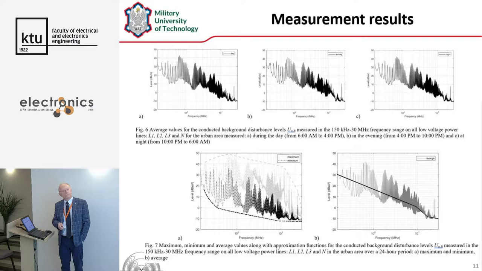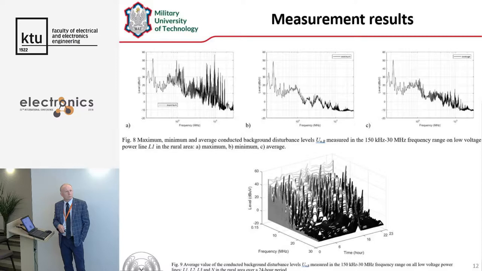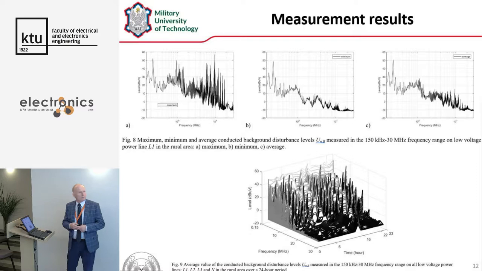And I have calculated maximum, minimum, and average values along with approximation functions for the conducted background disturbance levels measured in this frequency bandwidth for these power lines and neutral lines over a 24-hour period. The previous pictures presented the disturbance level for the urban area. This is the same for the rural area.